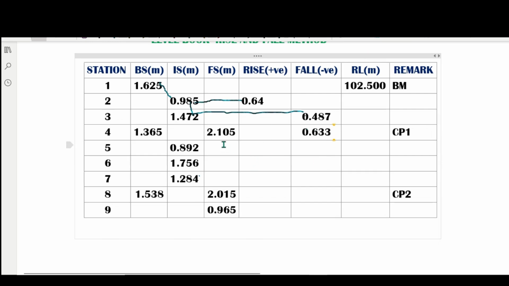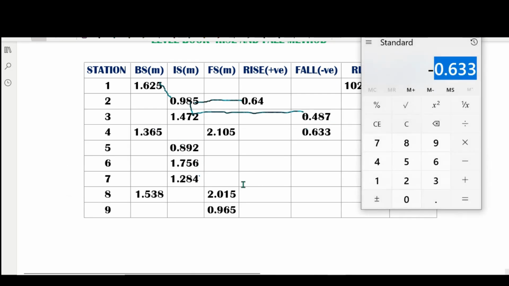Now look at this one. You have gotten to a change point, right? So you now start again from backside. Start the same process again from backside. All right, anytime you get to a change point, start the same process again from backside. Okay, so this is one.